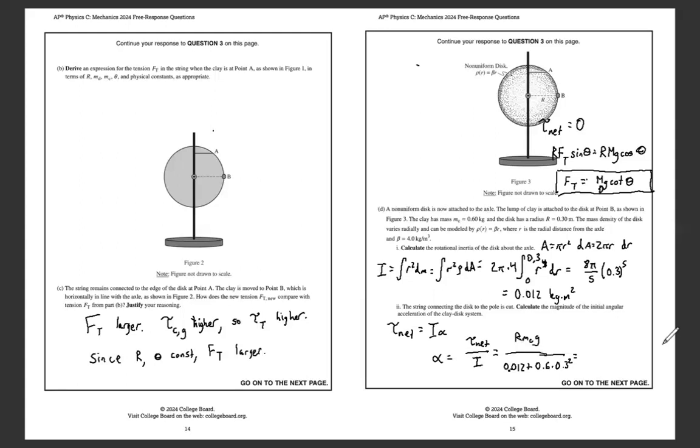On the top, you've got 0.3 times 10 for G times the clay's mass, which is 0.6. So you get 1.8 on the top. And then for the bottom, you get 0.054 plus 0.012, so 0.066. Okay, 1.8 divided by that is equal to 27. Oh my goodness, that's big. Makes me think I did something wrong. 27.3 radians per second squared then.